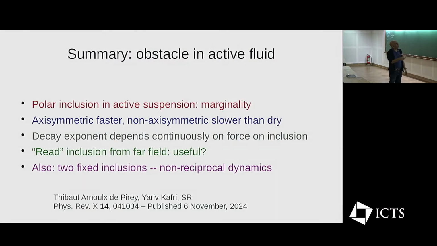Okay, so I'll end. I've told you about an interesting setting in which marginality and continuously varying exponents arise, in a context with this lovely thing called intermediate asymptotics. It's rather interesting that the decay of the concentration field is qualitatively different for the axisymmetric and non-axisymmetric cases. In one case the decay is faster, in the other case it's slower, compared to the case without hydrodynamic flow. And the decay exponent is telling you something about the polarity of the inclusion. So you can sort of read the inclusion from far away, which is rather interesting.